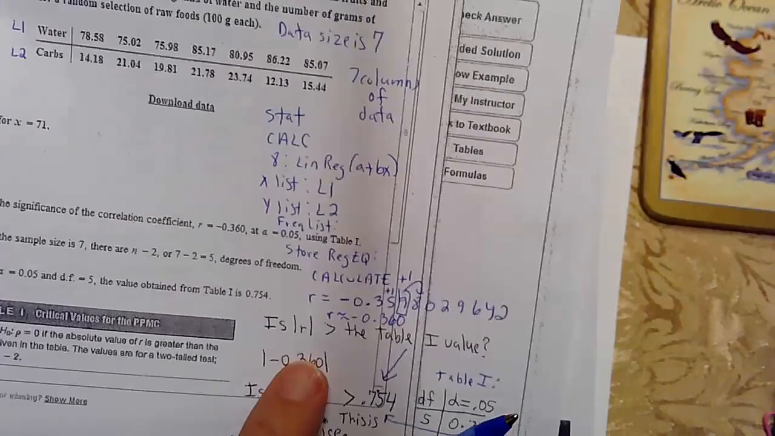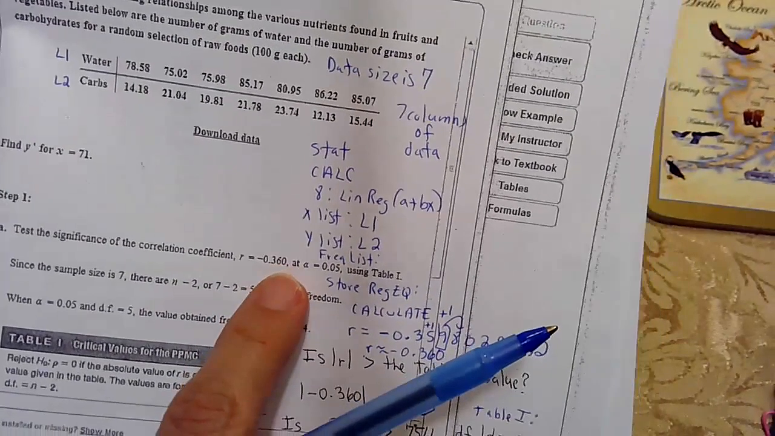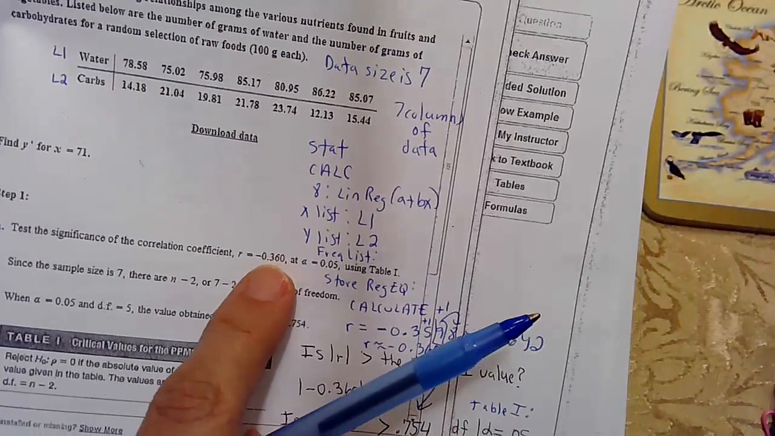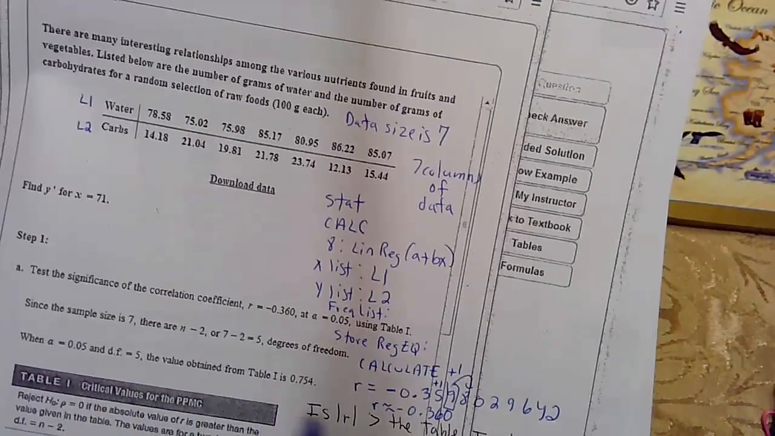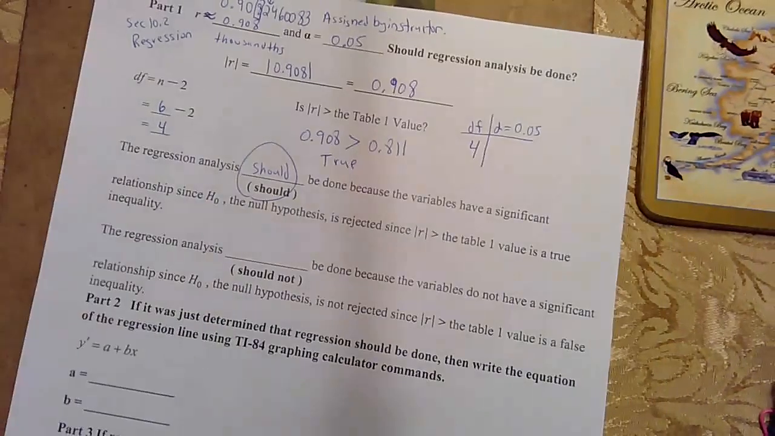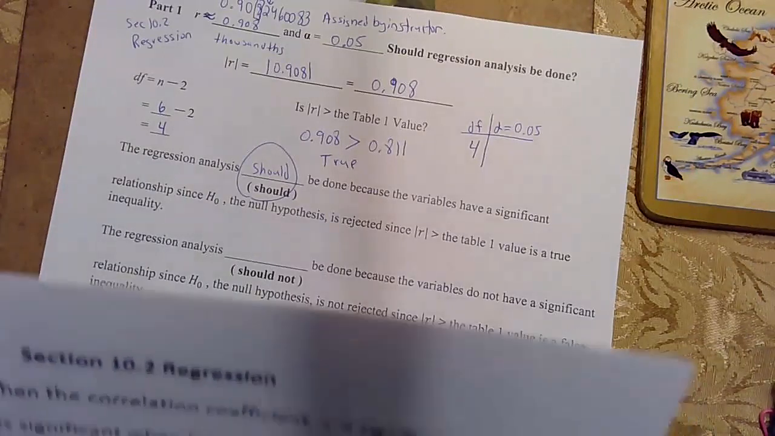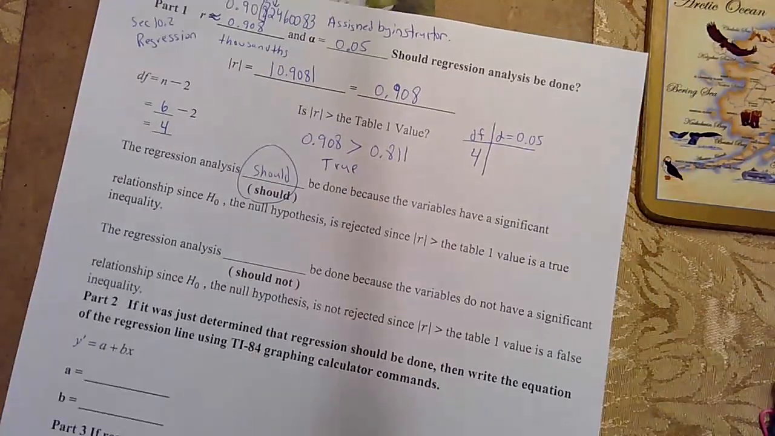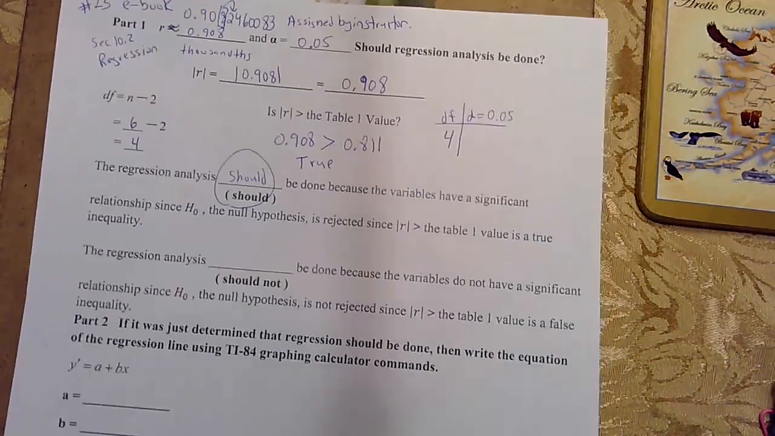The r was negative 0.36, which is close to negative 0.4. So when you would do a scatter plot on this one, you'd have a negative relationship, but it probably wouldn't look like you had a real relationship. And then you confirm it with the table. The table said no, you don't. Okay, so this one says yes, you should do regression.